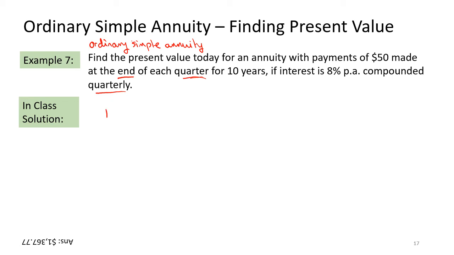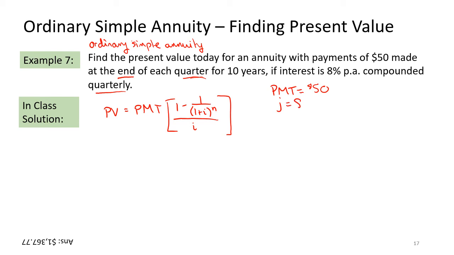So let's start by looking at the formula. We know we're asking for present value. So present value is equal to the payment times 1 minus 1 divided by 1 plus your periodic interest rate to the exponent n, and that's again divided by your periodic interest rate. So now we just need to figure out each of these variables. We know the payment is $50. It's provided in the question.